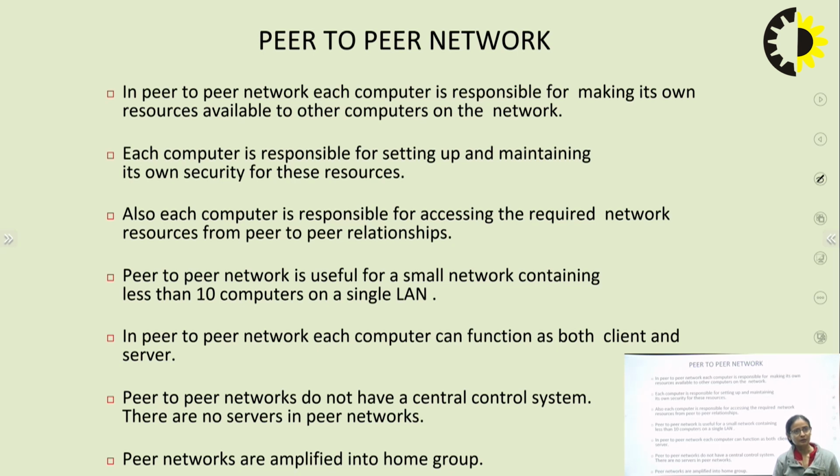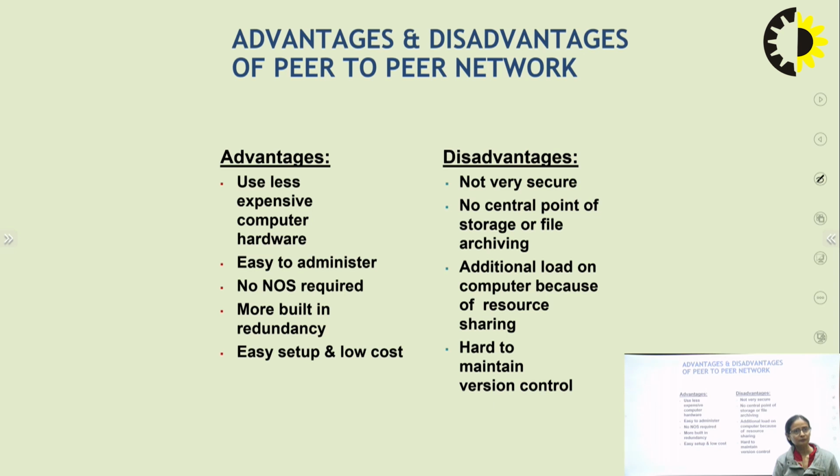Peer-to-peer network is generally useful for small networks containing fewer than 10 computers on a single LAN. Peer-to-peer is sometimes called P2P. In P2P, each computer can function both as the client and server. P2P does not have a central control system since there is no server in that network, and the nodes are organized into a home group. What are the advantages? Use less expensive computer hardware, easy to administer, no specific NOS required for this, more built-in redundancy, easy setup and low cost. What are the disadvantages?